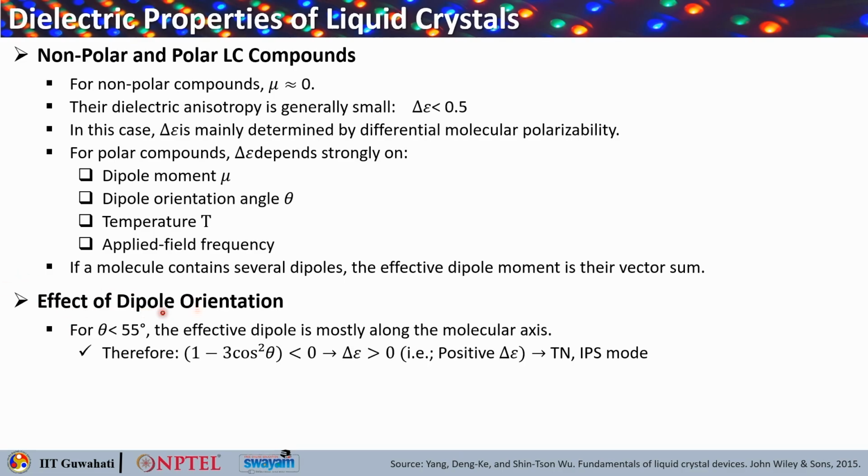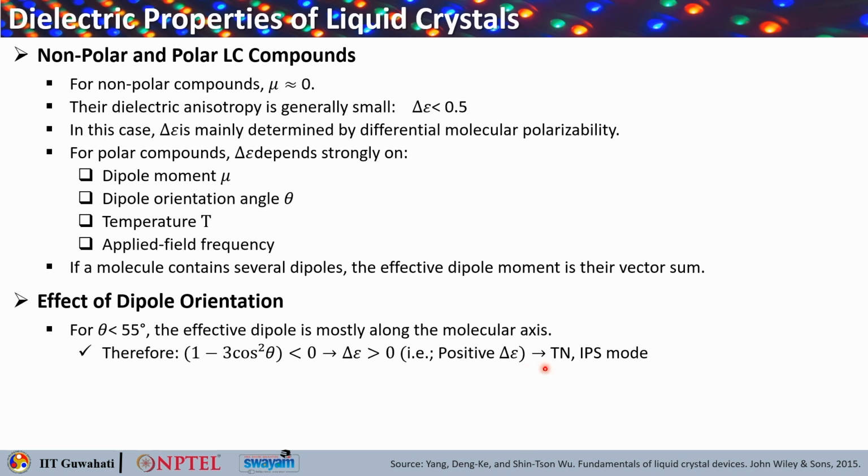Now, what is the effect of this dipole orientation? You can see that for theta less than 55 degrees, the effective dipole is mostly along the molecular axis. Therefore, this 1 minus 3 cos square theta term is negative. That means your delta epsilon will be positive.